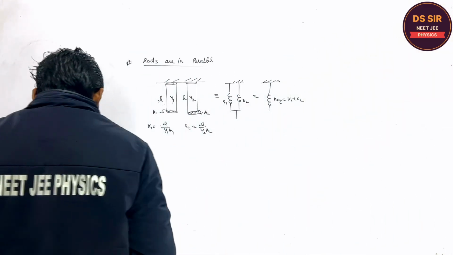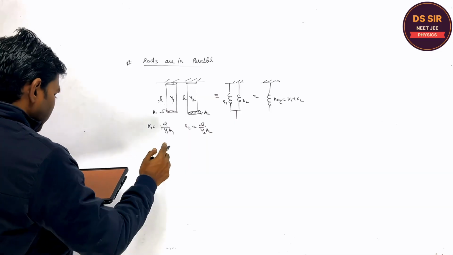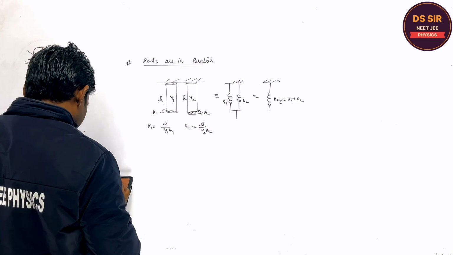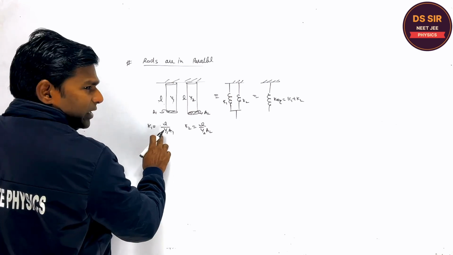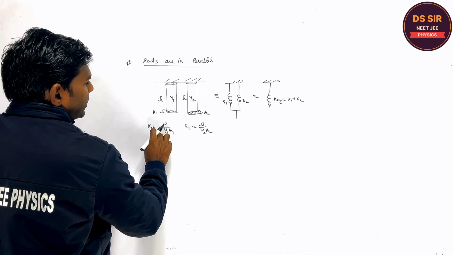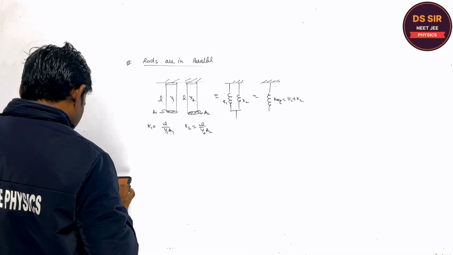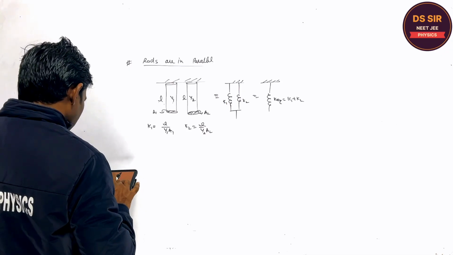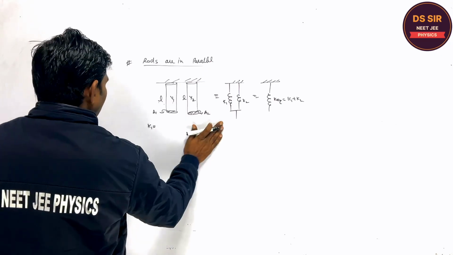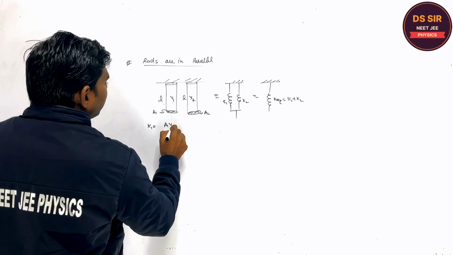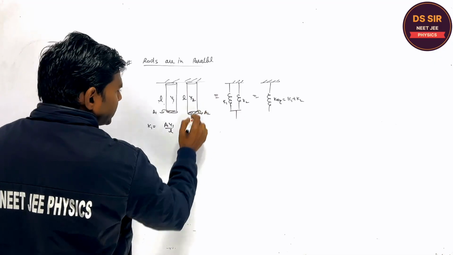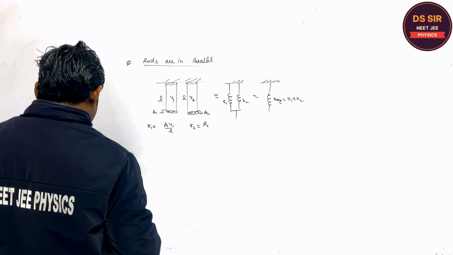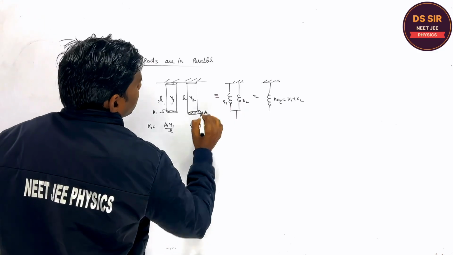What is the value of K? Is it L upon YA? Is it correct or not? Sorry, K is nothing but A1Y1 upon L. K2 is equal to what? It's the spring constant with A2, so this is equal to A2Y2 upon L. Is it clear or not?